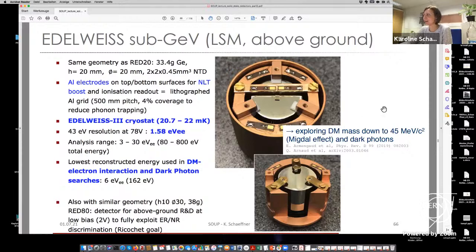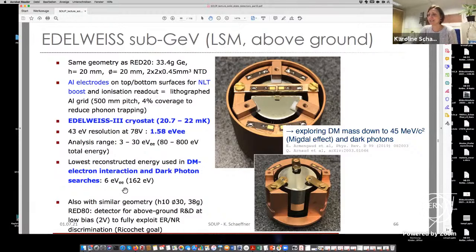Then there is also, of course, the trend in this group, Edelweiss, to go to lower thresholds. And as I told you in the first lecture, with the cryogenic detectors the heat capacity is an important driving factor. So if you want to get low in threshold, if you decrease the heat capacity by decreasing the size of your crystal, you can already gain. So you see here the crystal they show here is a 33 gram germanium. And here you see at 43 eV, if you apply this voltage, you can have a very good energy resolution. So this is really amazing.